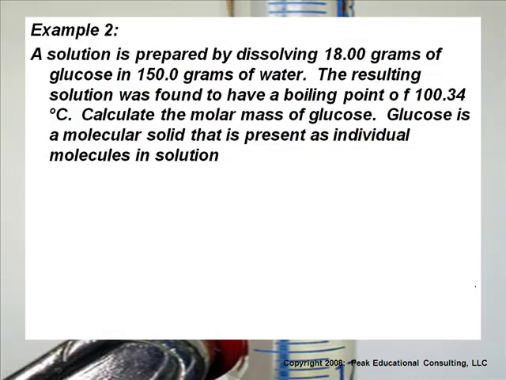All right, let's do another one. A solution is prepared by dissolving 18 grams of glucose in 150 grams of water. And then we get a bunch of numbers. It says, calculate the molar mass of glucose. Molar mass. Oh, this is a classic. This is such an important question. Star this in your notes.